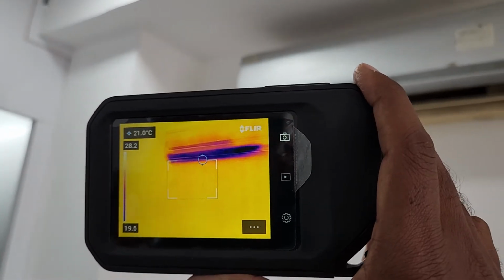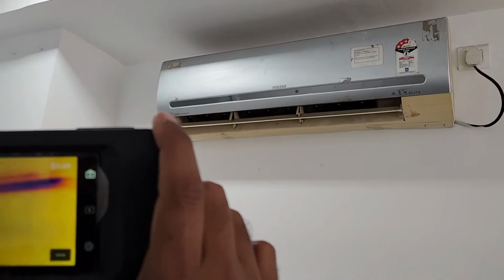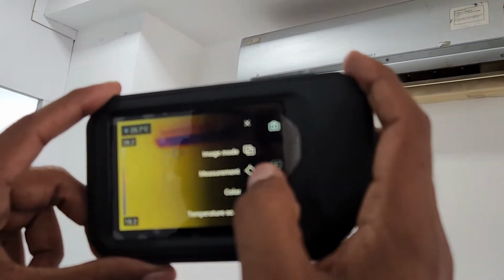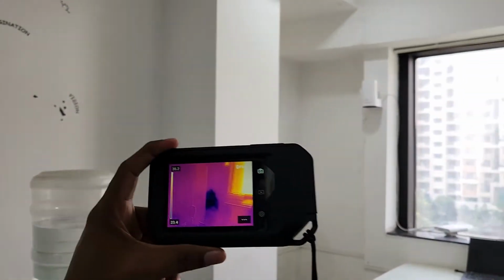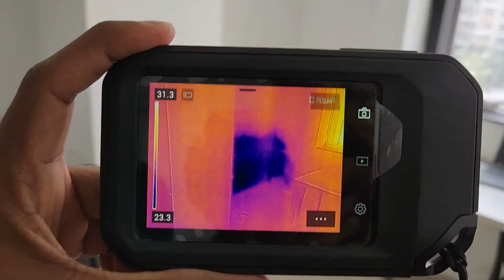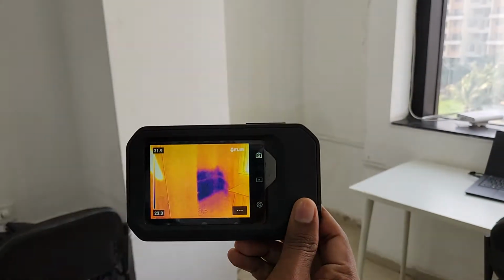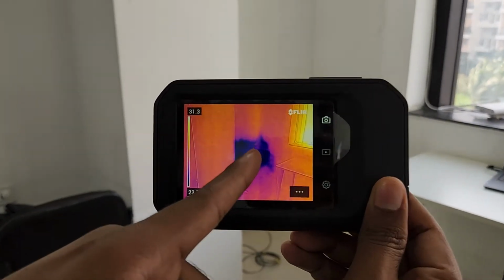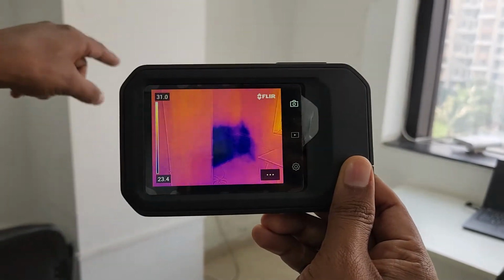So I am telling you how we can use these techniques for water seepage or water leakage detection. Okay, now I am deselecting everything. Now I am focusing my camera towards this particular water leakage area. With naked eyes we can't see anything there, but here we can see a blue spot or gray spot. That means that is the affected area or leakage area.